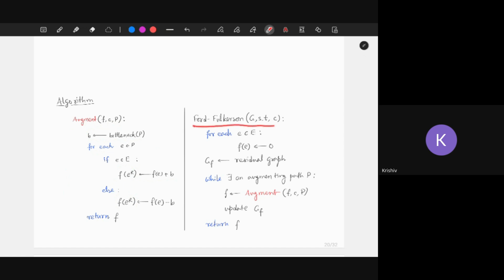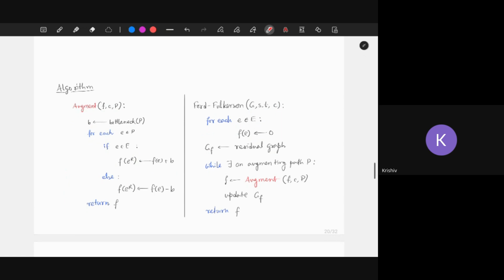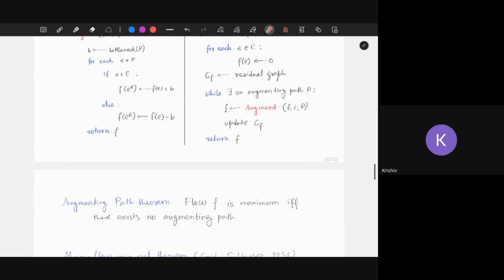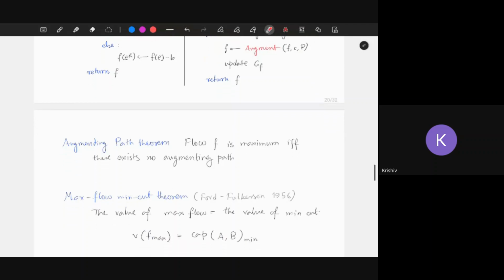And the Ford-Fulkerson algorithm takes this graph, source and sink, and the capacity. For each edge, start with zero flow. You construct the residual graph, and while there is an augmenting path, you augment flow along this path P, you update the residual network, and you return the flow. Now, for finite networks, this actually terminates. Let's see some of the consequences.